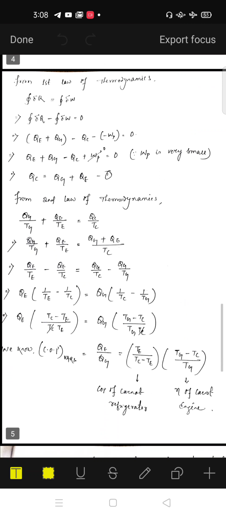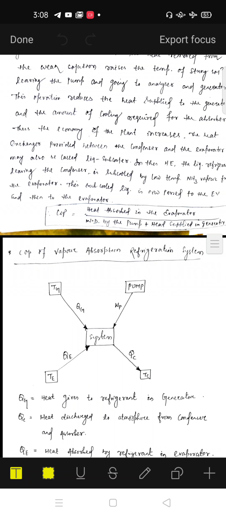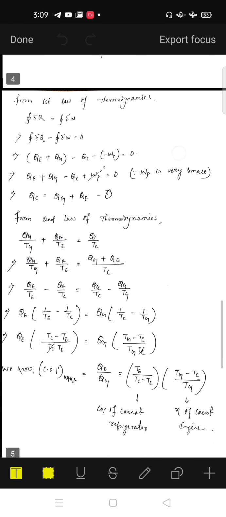Okay. So after combining, you will get QE whole into (TC minus TE) by (TC into TE) will be QG into (TG minus TC) by (TG into TC). In the denominator part, TC and TC can be cancelled out, and COP will be QE by QG. Why? I have told you COP will be heat absorbed in the evaporator, means QE, divided by work done by the pump, and pump work will be neglected, plus heat supplied in the generator. So formula of COP will be QE by QG. So just write down the COP in terms of QE by QG.